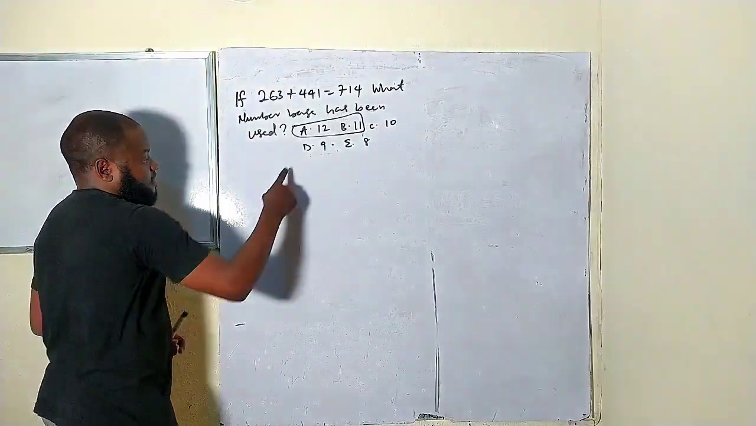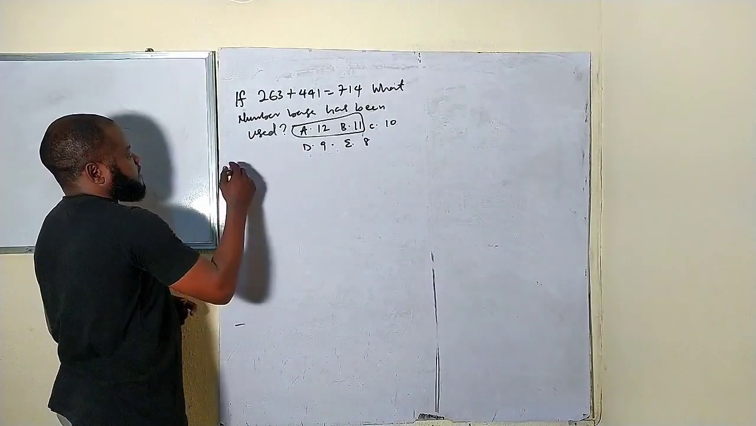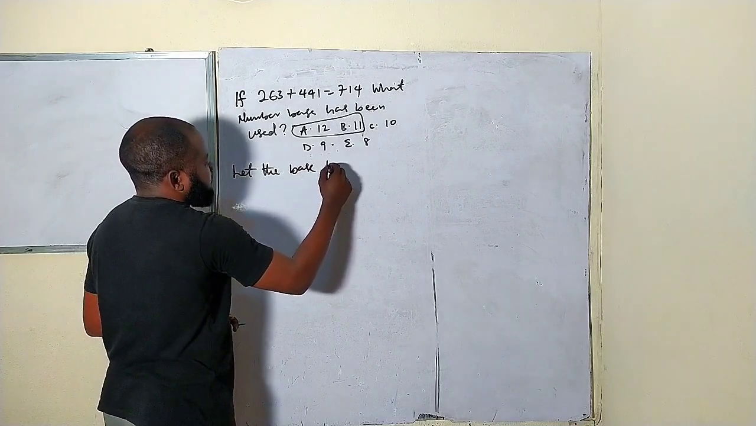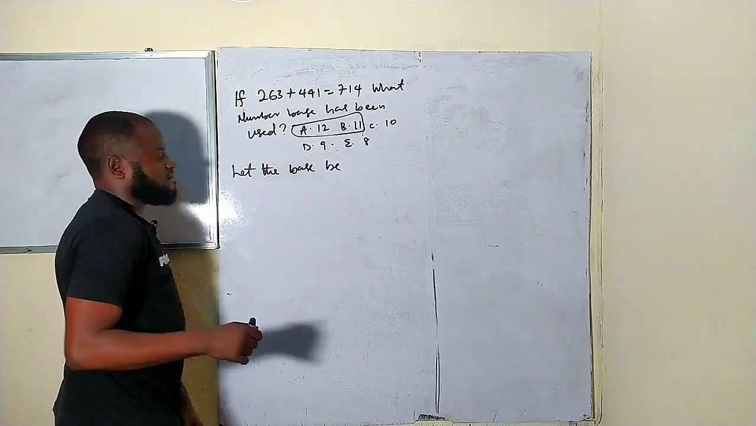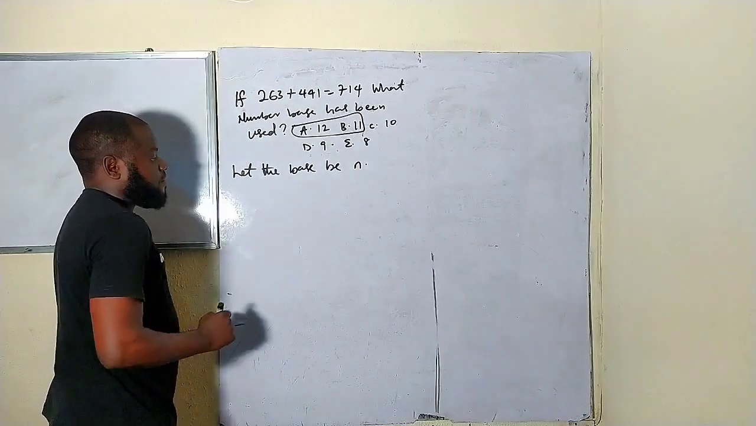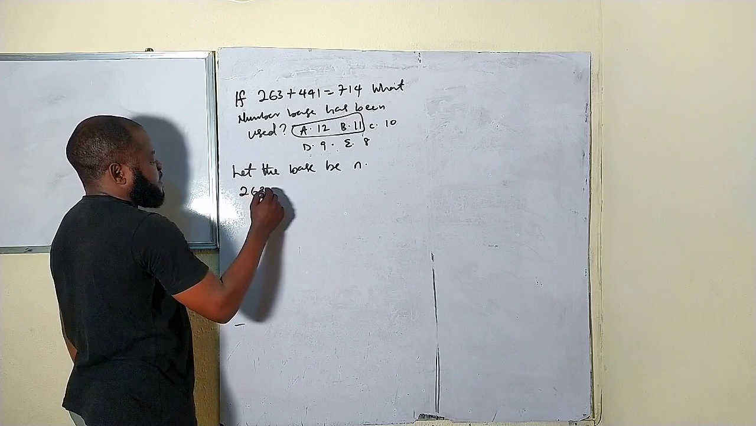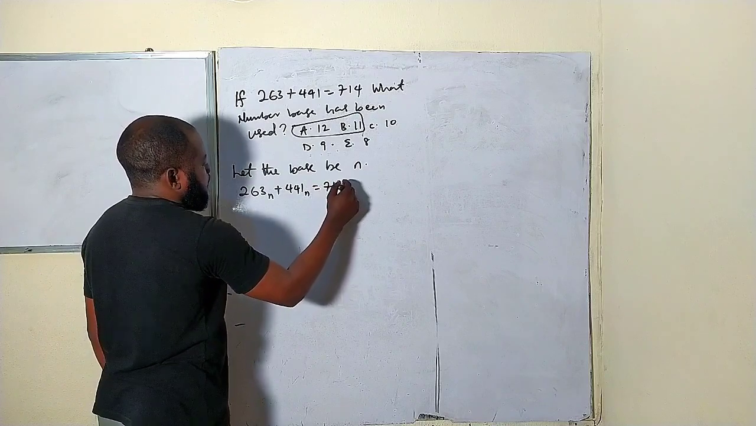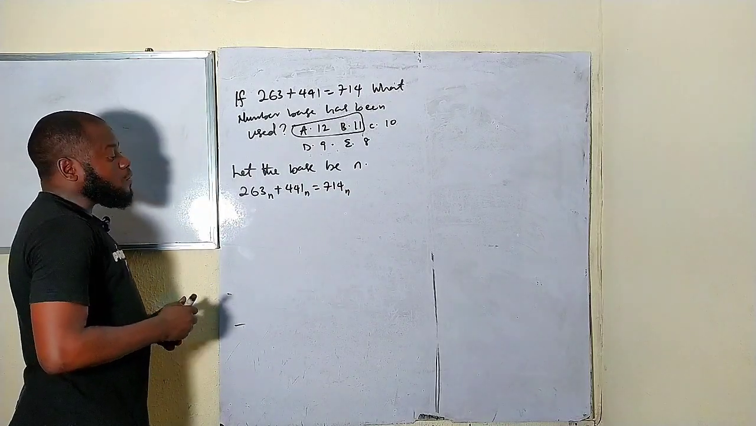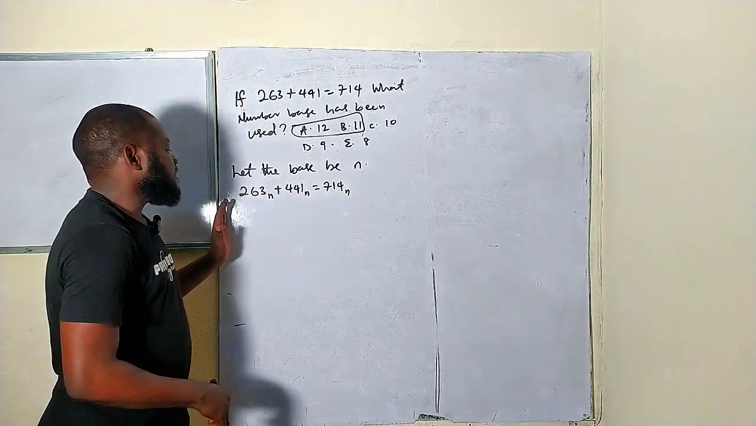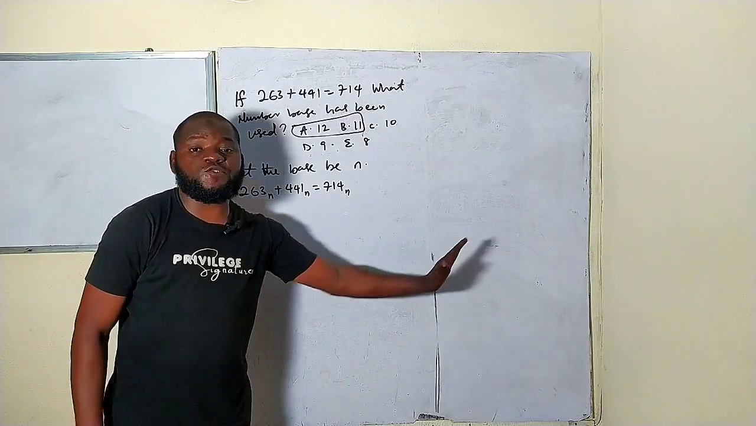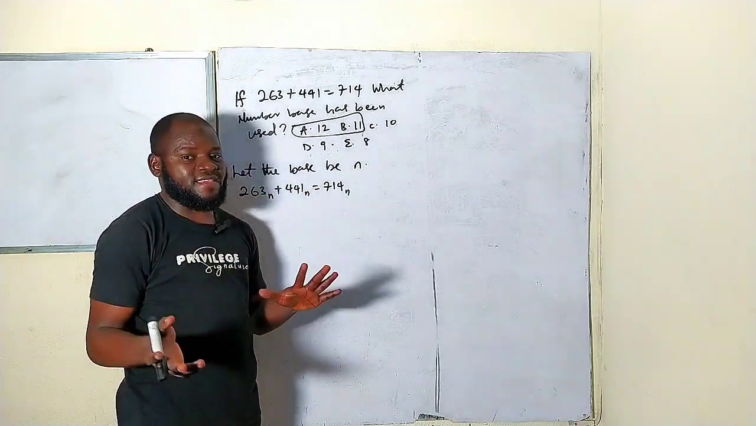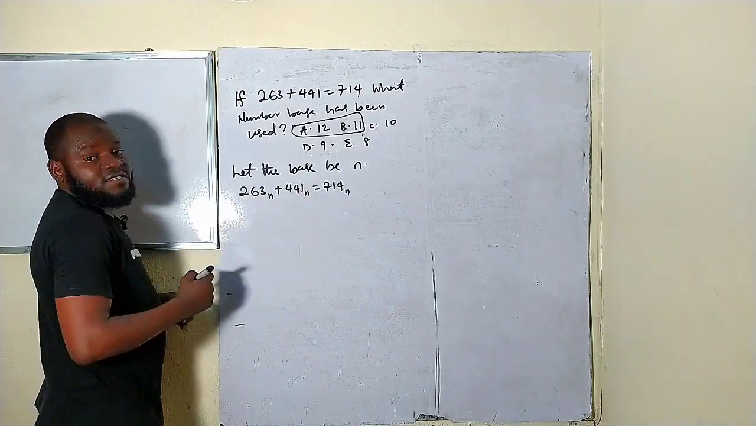So let's go on now. Our answer should be within these three. So let's see. I'll say let the base be n. So if it is n, I will have 263 in base n plus 441 in base n equals 714 in base n. So what will I do? What I can do is that it is very easy for me to convert everything to base 10. And when I convert it to base 10, I can do normal arithmetic. So let's convert everything here to base 10.